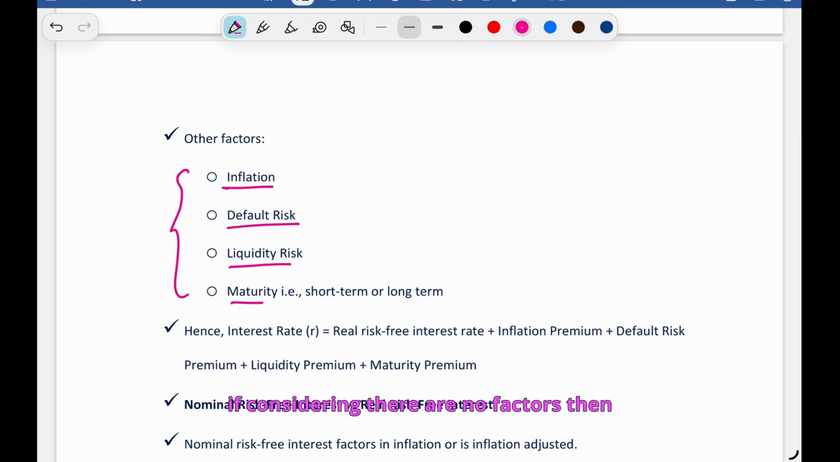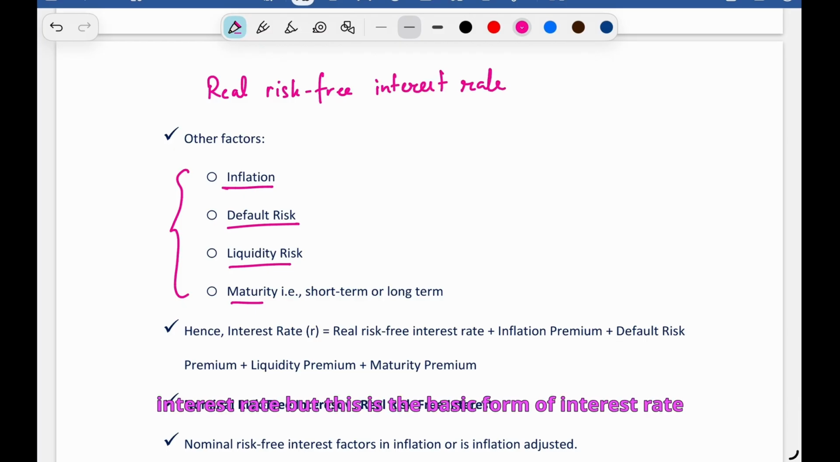So these are different kinds of factors. If there are no risk factors at all, then the interest rate is called the real risk-free interest rate. This is the basic form of interest rate when there is no risk in the market, nothing is there. But there are situations or factors such as inflation in the market.